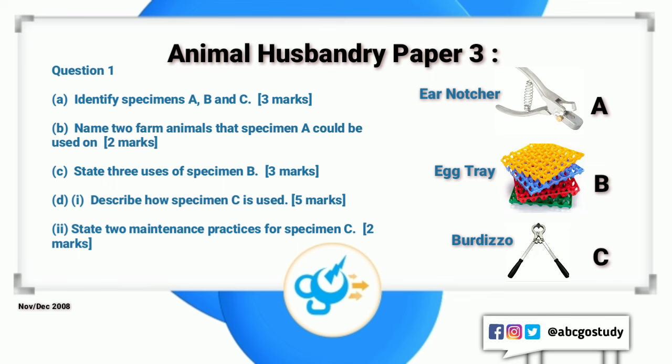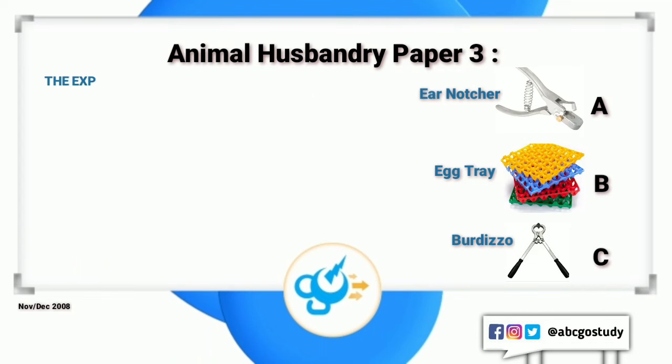So, looking at B, name 2 farm animals that specimen A could be used on. Specimen A is ear notcher, and it's actually the sheep, the goat, the pig. It's actually a device for you to identify your animal. So now look at B. B is egg tray, right? So let's look at the other questions.